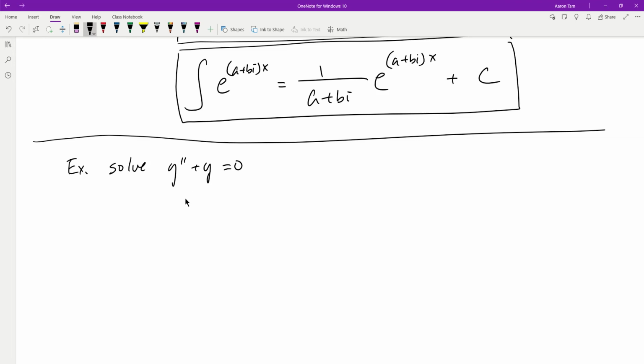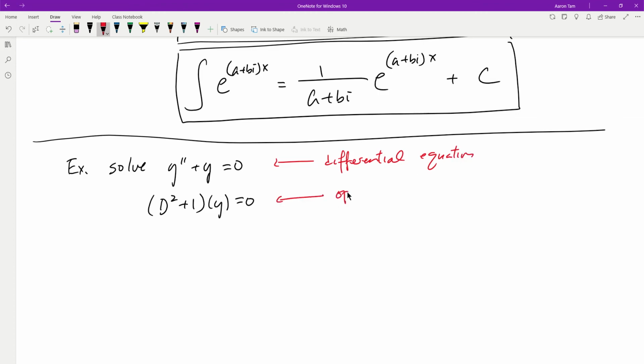Well, no different than before. The first thing I'm going to do is rewrite it in differential operator form. Just a quick recap: this is our differential equation, this is our differential operator form of the differential equation, and based on this, we have our characteristic equation. This is our associated characteristic equation.